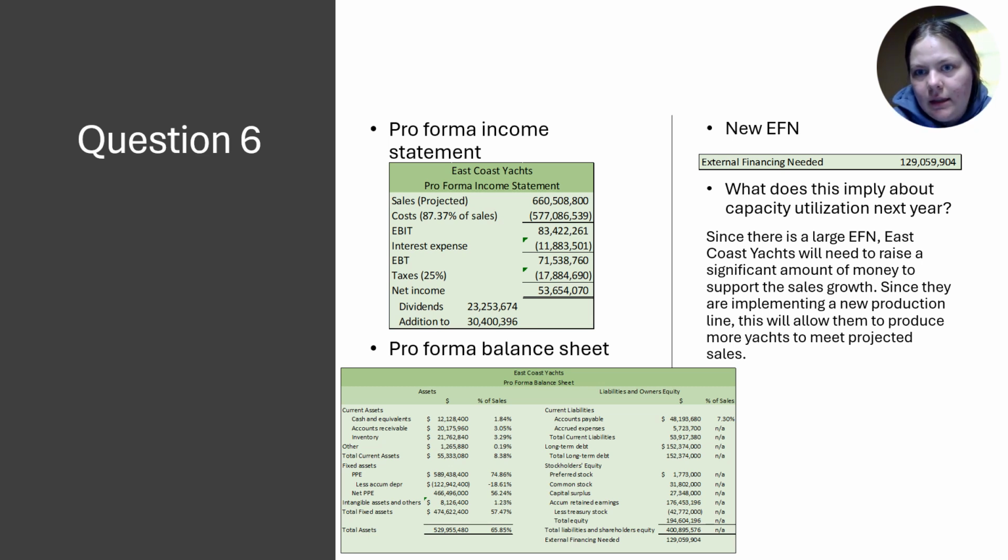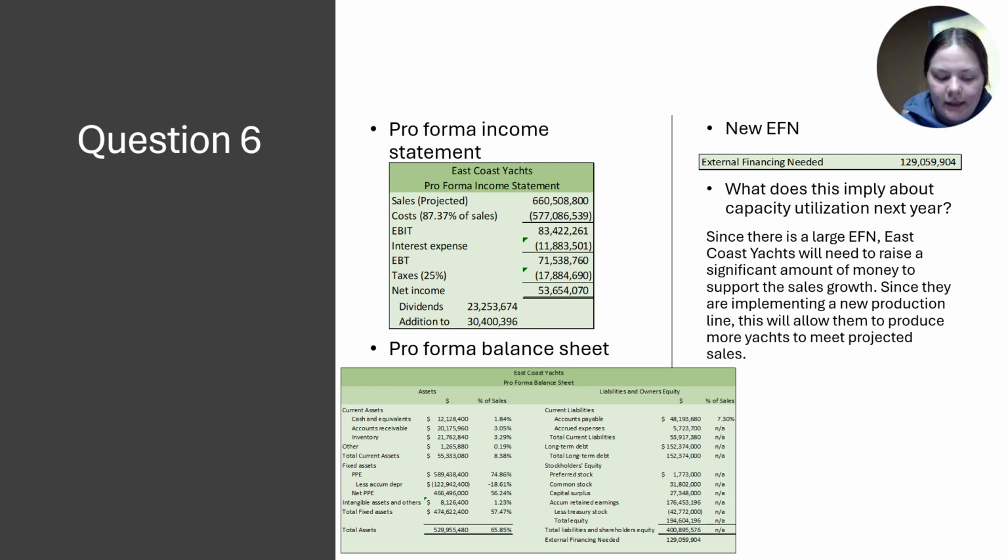So when asked what this implied about the capacity utilization next year, I stated since there's a large EFN, East Coast Yachts will need to raise a significant amount of money to support the sales growth, since they're implementing a new production line. This will allow them to produce more yachts to meet projected sales.